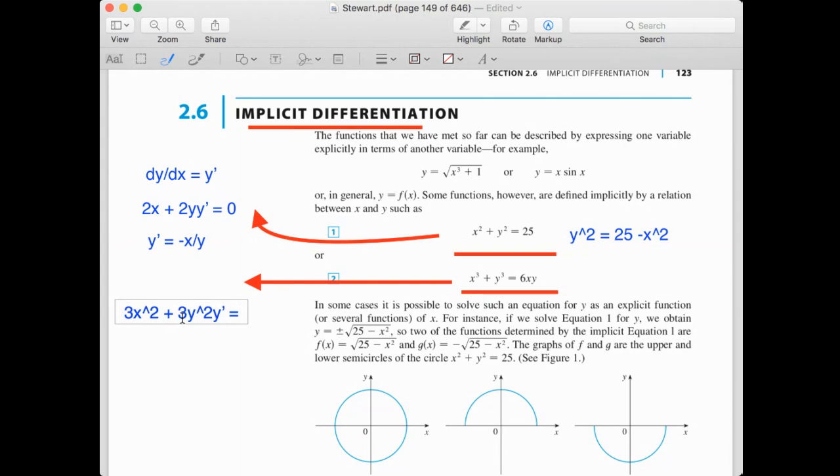Then this equals 6 times xy. xy is a product, so I have to apply the product rule. I leave 6 out of the differentiation. I take a derivative of x times y using the product rule. Take the derivative of the first one, the derivative of x, which is just 1, multiply by the second, so 1 times y, I get y. Then plus the first one times the derivative of the second one. But what's the derivative of y? Applying the power rule, it is 1. But then I have to multiply by y prime. So 1 times y prime, I get y prime.